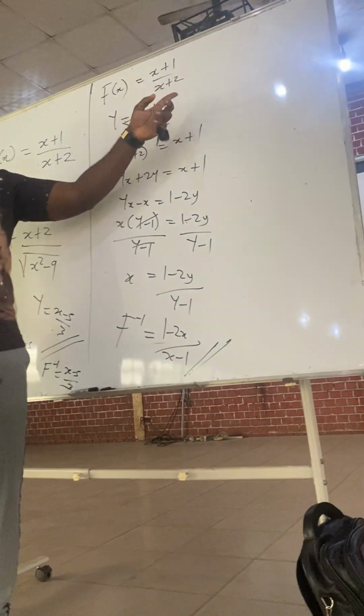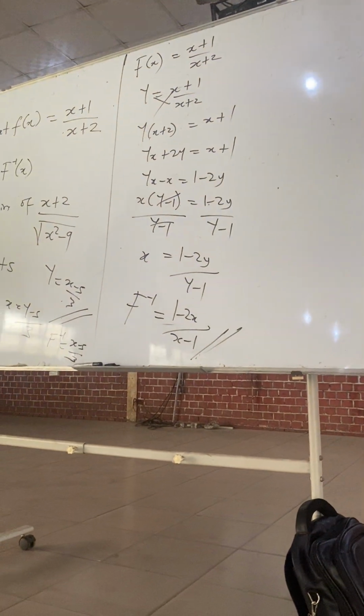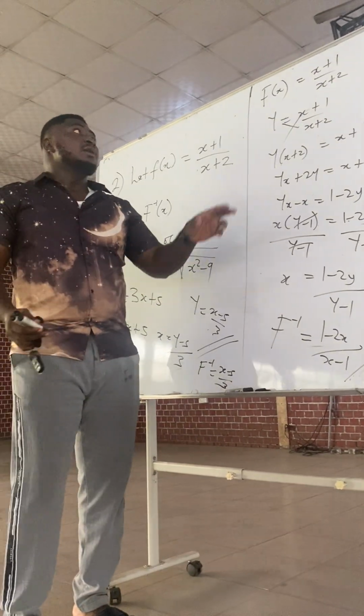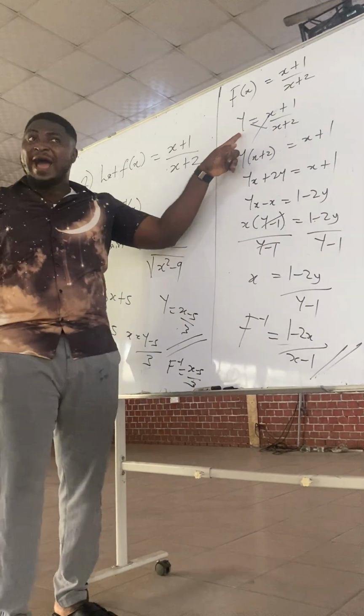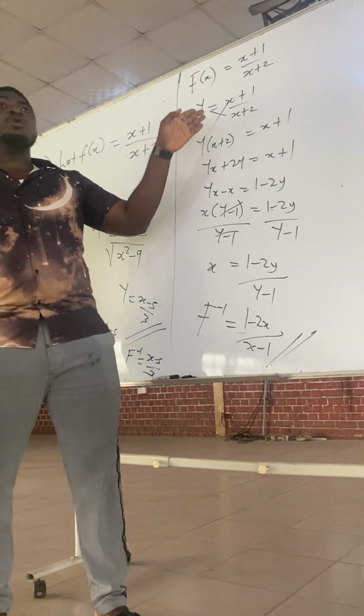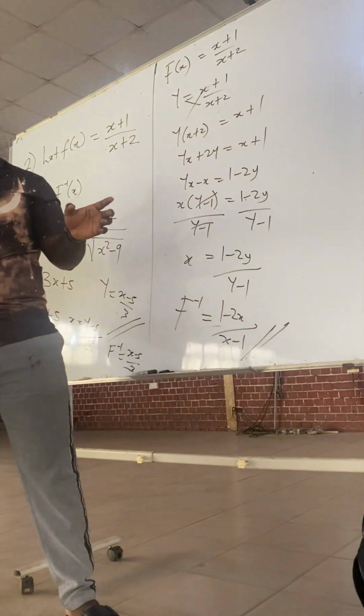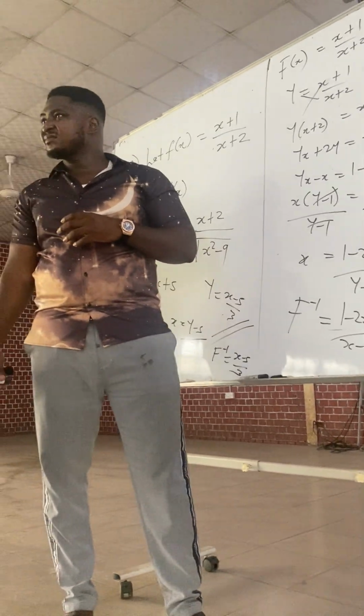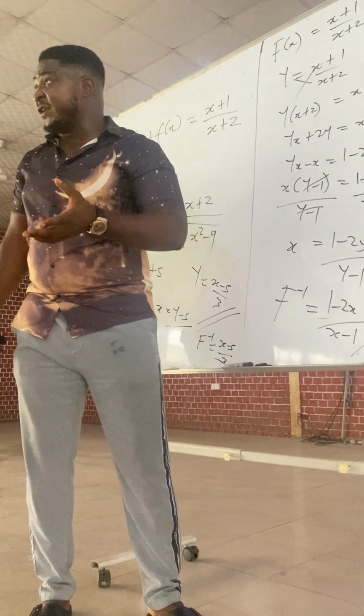f of x is x plus 1 all over x plus 2. Substitute for f of x as what? y. First step, right? So y equals x plus 1 over x plus 2. Follow me. Now make x the subject of the formula.